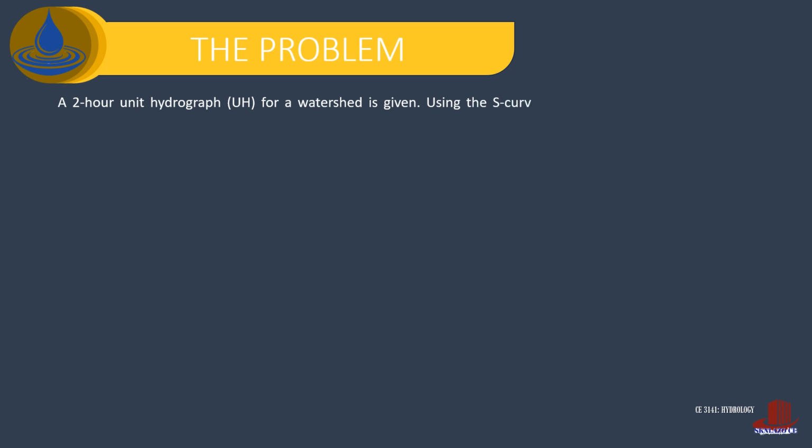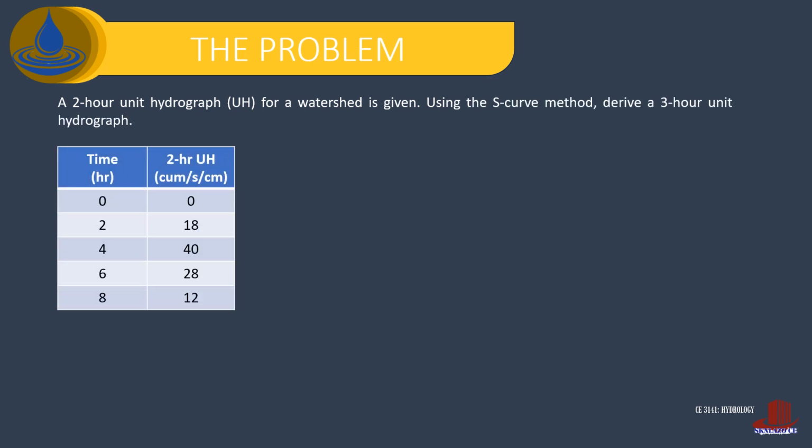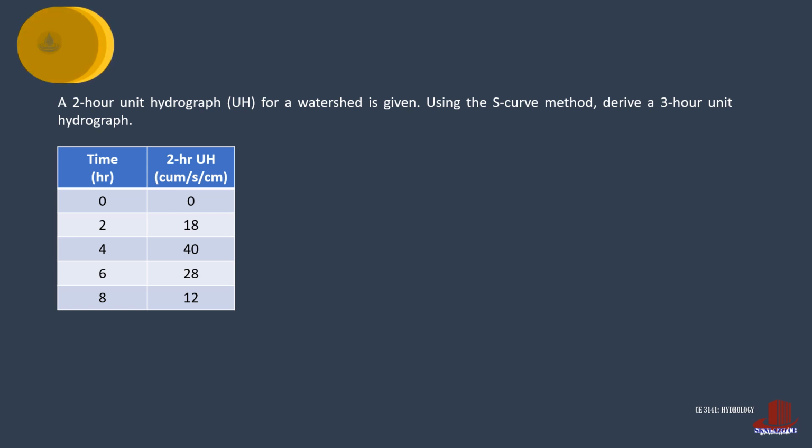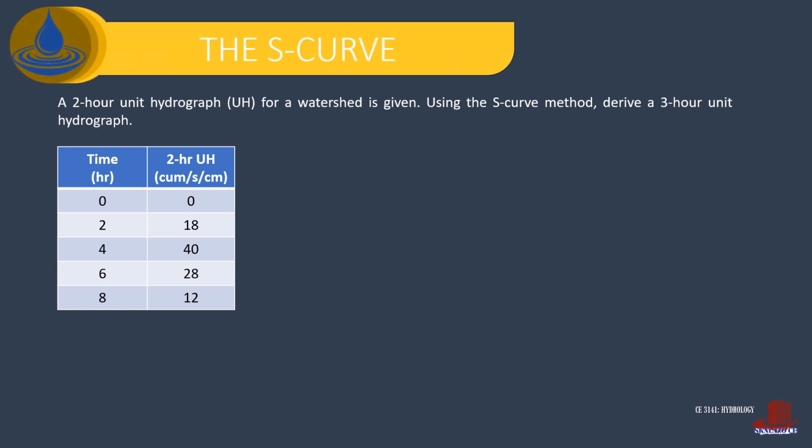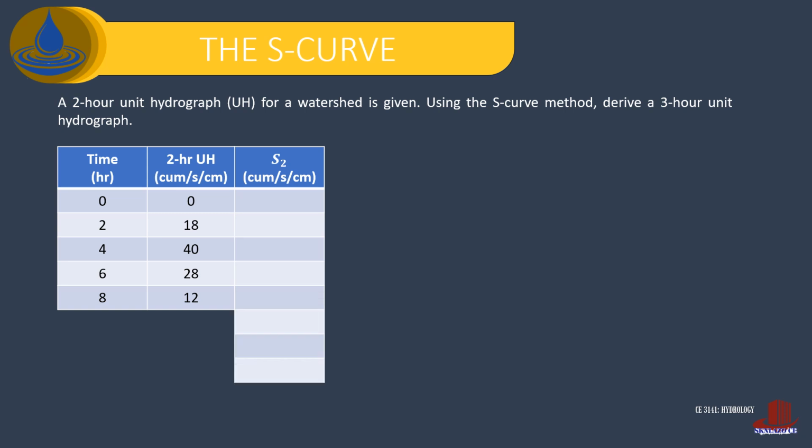Given a 2-hour unit hydrograph for a certain watershed, we are to derive a 3-hour unit hydrograph. The S-curve method requires us to create an S hydrograph, starting with 0 at 0, add 18 to have 18 at T2, then add 40 to get 58 at T4, which would be added to 38 to have 86 at T6, then add 12 again and get 98 at T8. 98 remains constant throughout the end of the curve.